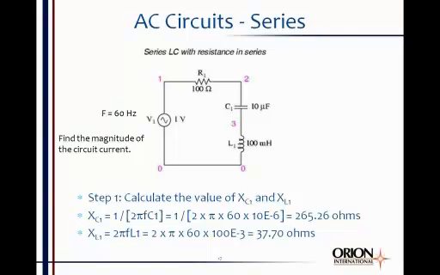The inductive reactance is 2 pi FL. Plug in the numbers. 2 times pi times F is 60. L is 100 times 10 to the minus third. Plug it into your calculator. You should come up with about 37.7 ohms.